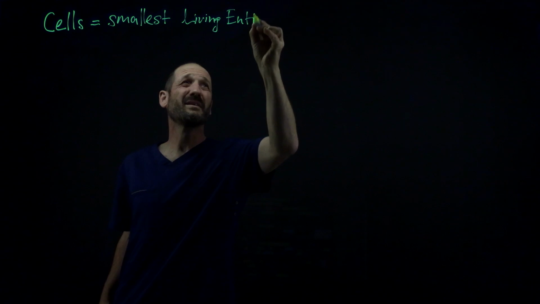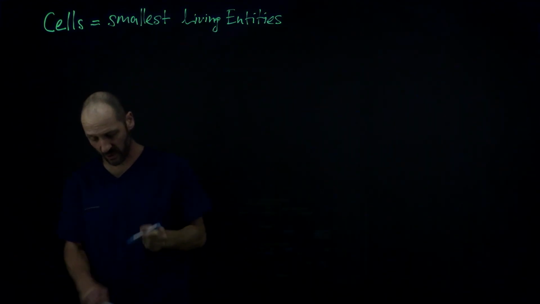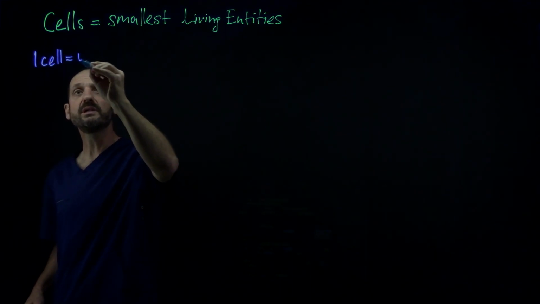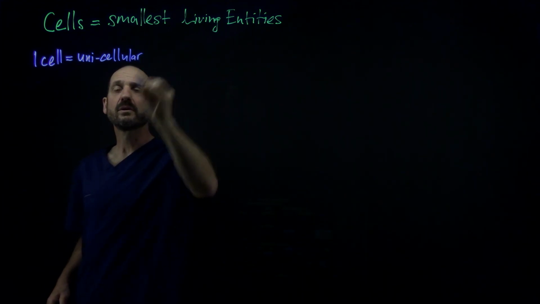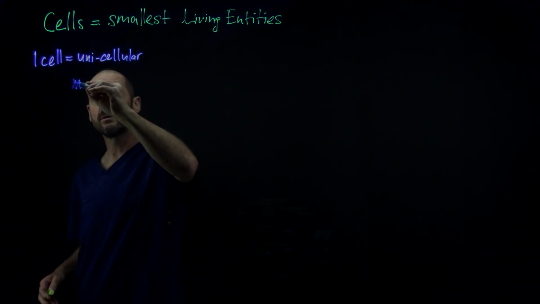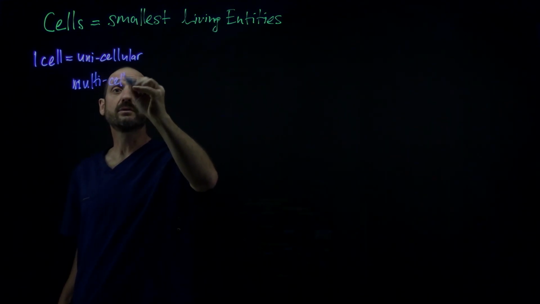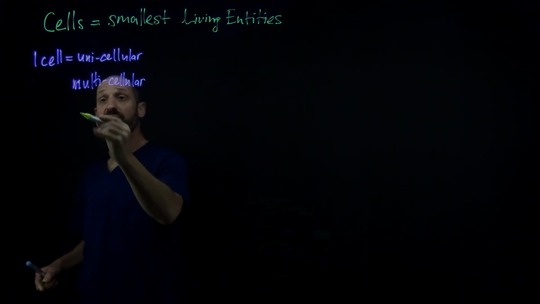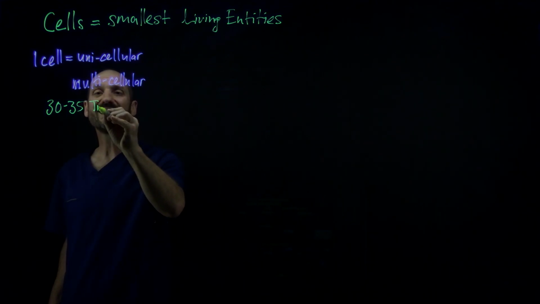They are small. Some cells are one cell small. Some bacteria, we call them unicellular. If they're one cell, they're unicellular. Others, like humans, have many cells. We call them multicellular. For example, we humans have 30 to 35 trillion cells.